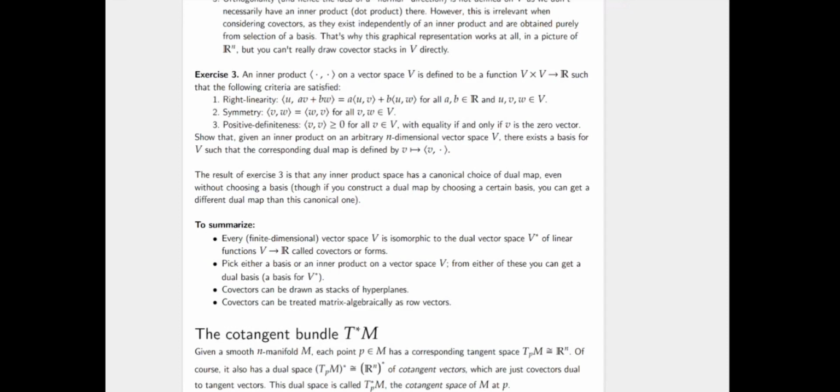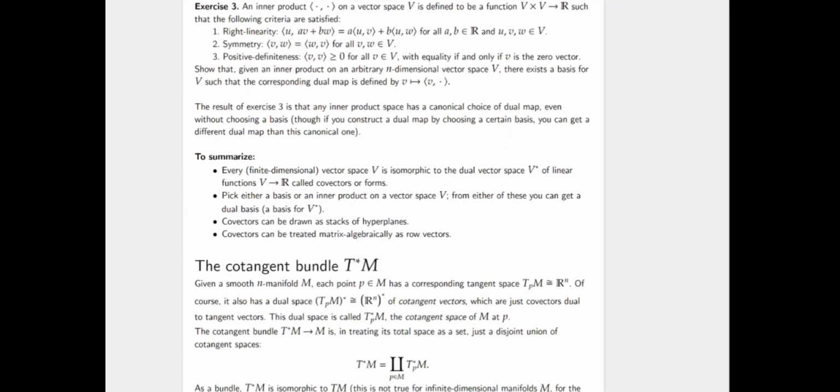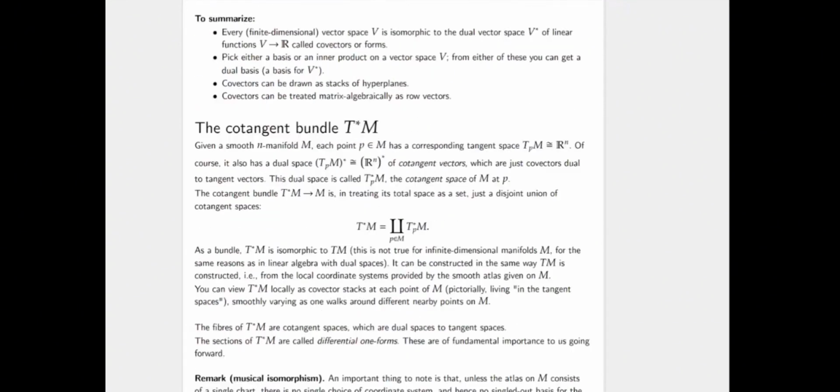So what is that doing? You take an inner product, and you want to find a basis for V that sends vectors to covectors that act like left multiplying with themselves. Can't do that one off the top of my head. I would have to think about that for a couple minutes. May come back to it. We'll see.